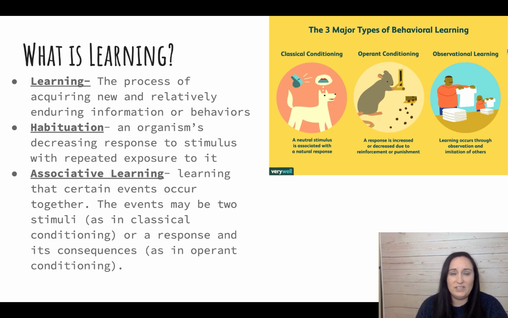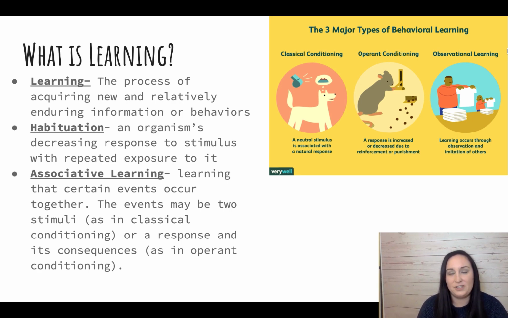So a type of learning is called habituation. An organism's decreasing response to stimuli with repeated exposure to it. Now, this definition sounds so much like sensory adaptation, I know. We just did that unit. However, key difference here, and let me give you an example to kind of point it out.